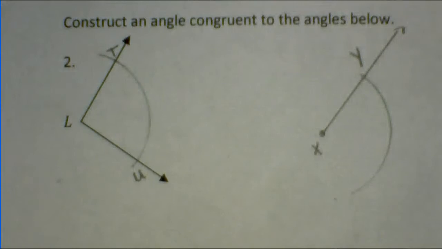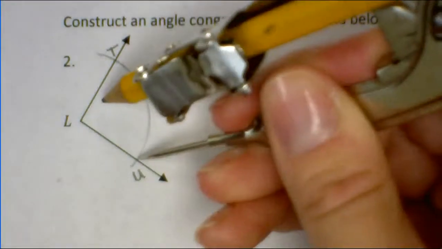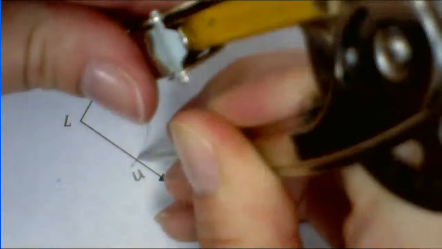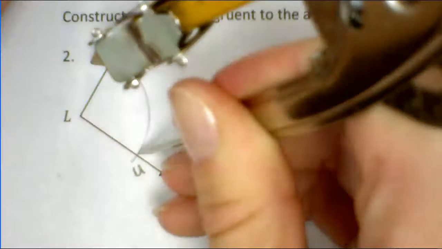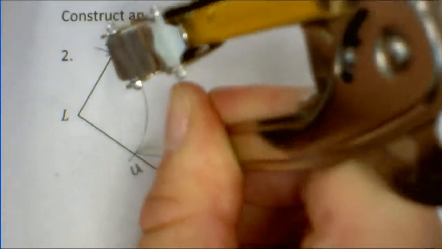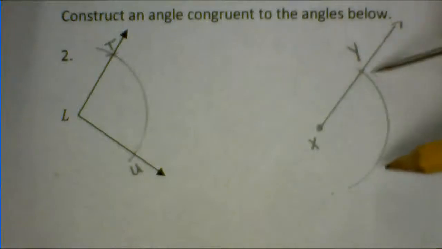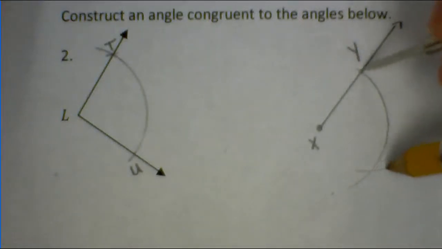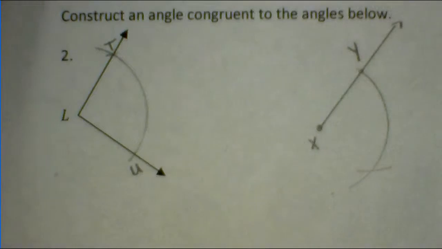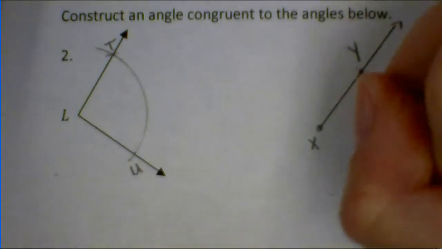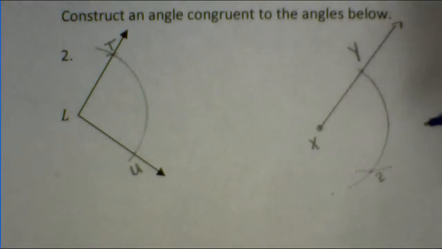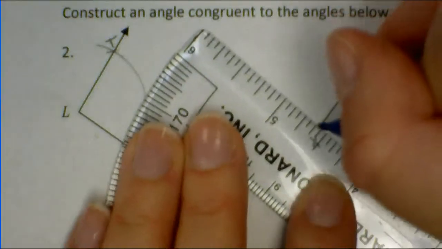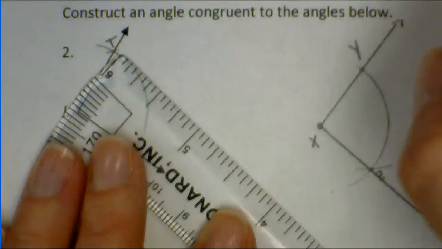Place the point on U, so we're going back to the original, and open it up to the distance of TU. So you're going to make sure that setting is right between T and U. Without adjusting, place the point on the Y and make an arc. Label the intersection Z. And now we're going to use a straight edge and draw our XZ ray, so our other side.